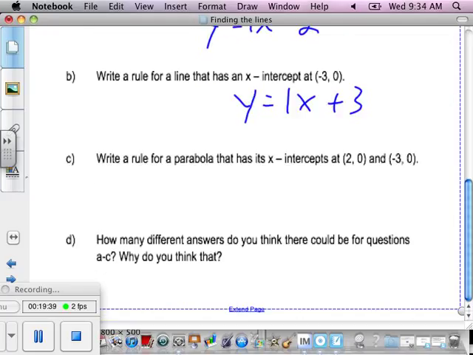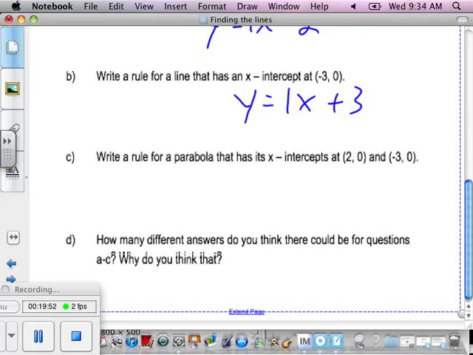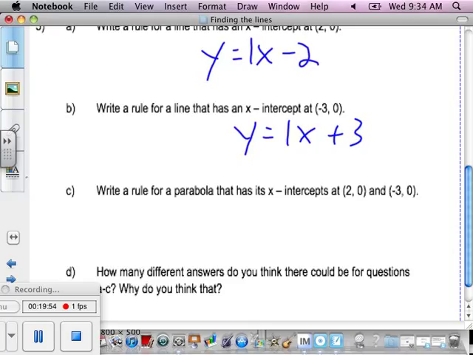All right, let's look at C. I want to make a parabola with these two. Quadratic equation. That's easy. So how am I going to make a quadratic equation?